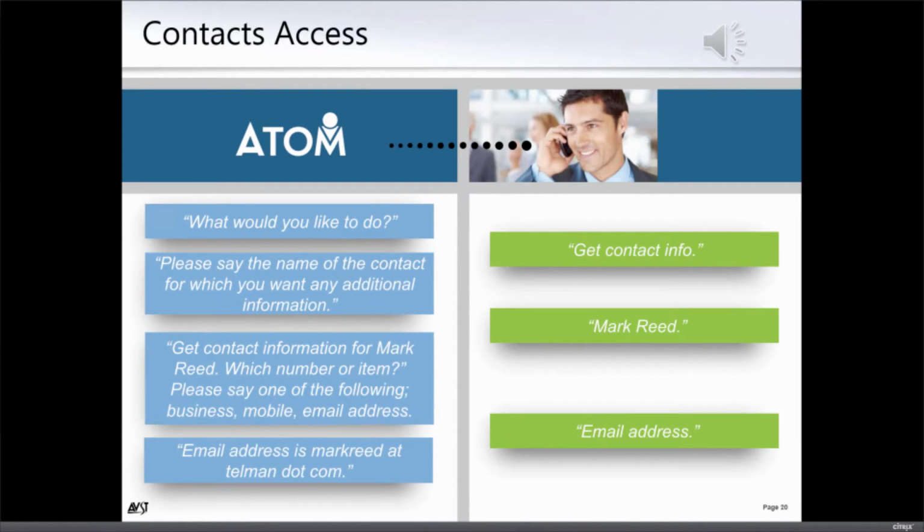Contacts is another piece we use. We use contacts for a lot. Let's first look at what the process is for listening to contacts.